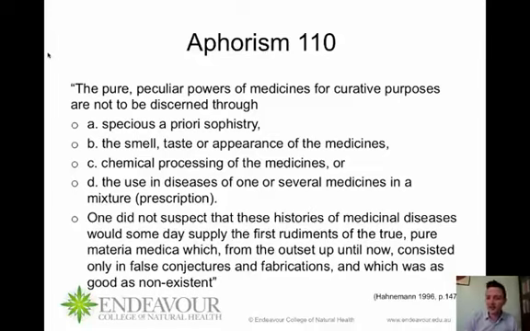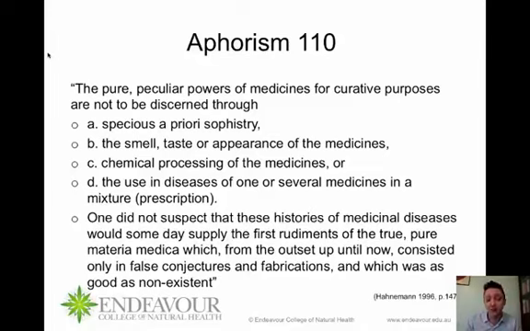If we look at what Hahnemann says about this as an example, this is from aphorism 10 of his Organon. He's again talking about the way that you should understand what a medicine is capable of doing. He says, the pure, peculiar powers of medicines for curative purposes are not to be discerned through specious a priori sophistry, so thinking about things beforehand or coming up with a theory before you see the facts, the smell, taste or appearance of the medicines, chemical processing of the medicines, or the use in diseases of one or several medicines in mixture.